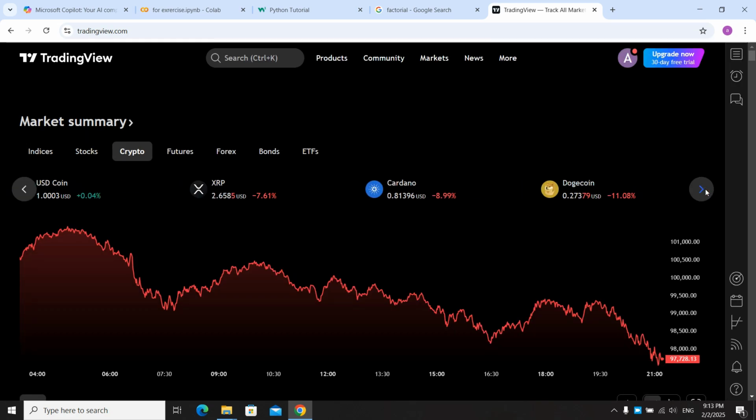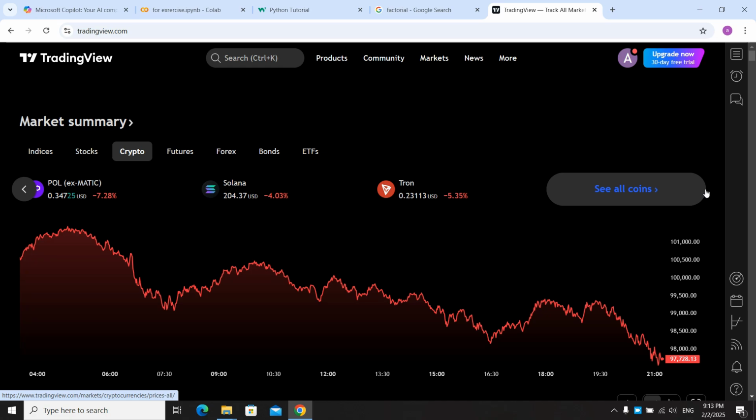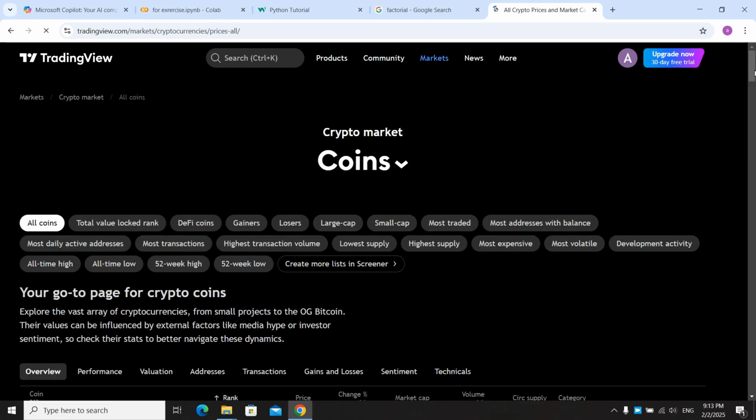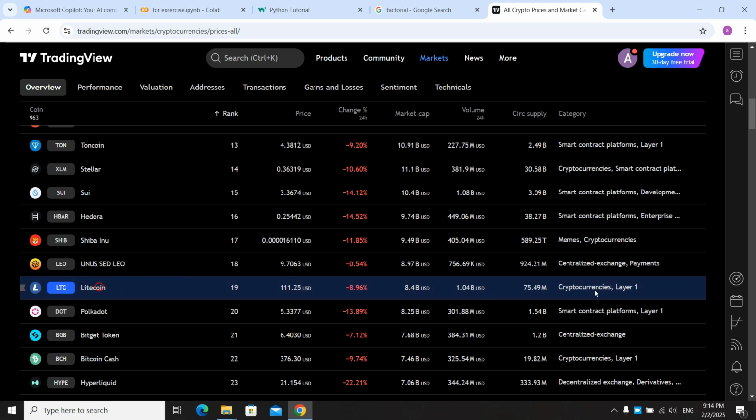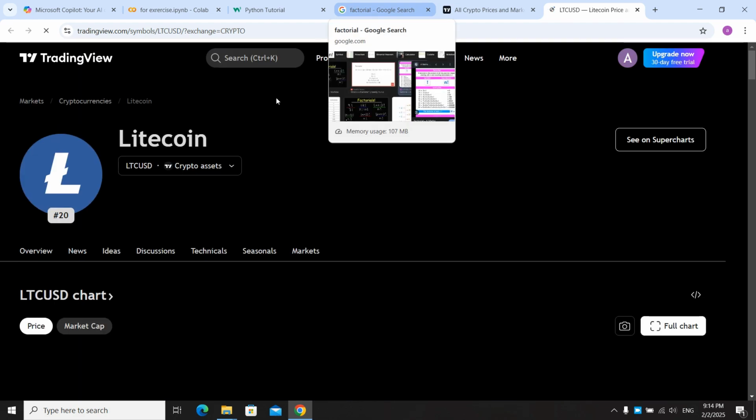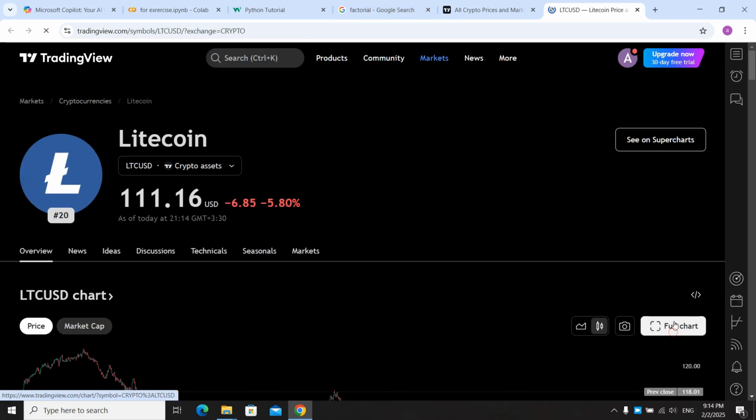Let's see what coins it has. We are going to use Litecoin. I don't know why, but let's just use Litecoin. It's similar to Bitcoin and we can do some trades on it. Let's go to full chart.